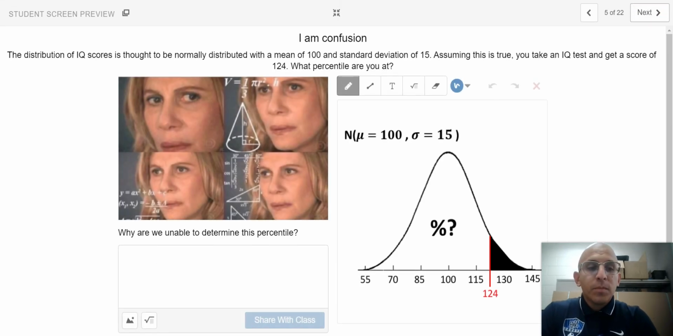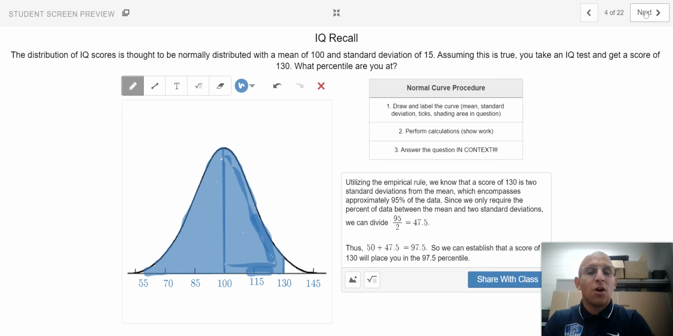Now, what if we were tasked with determining the percentile for someone who scored at a value of 124? What makes this a little bit more complex or unfamiliar as compared to our previous question of 130?